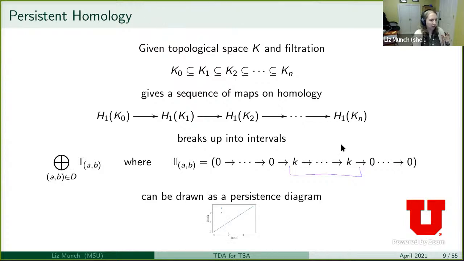And then from there, if I know that I've got this collection of interval modules that start at A and end at B, I draw a point at (A, B) for that particular interval module. And because of nice theorems, you always get the same decomposition up to isomorphism. And so persistence diagrams are well defined.